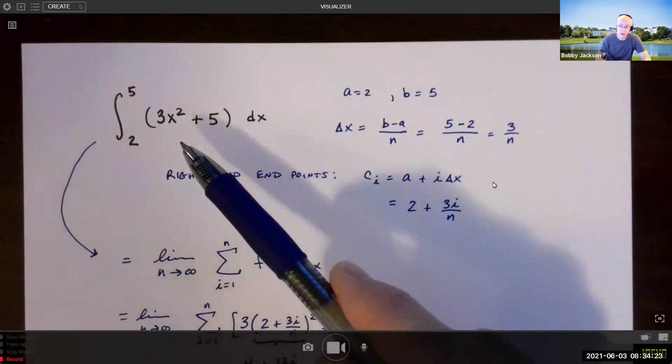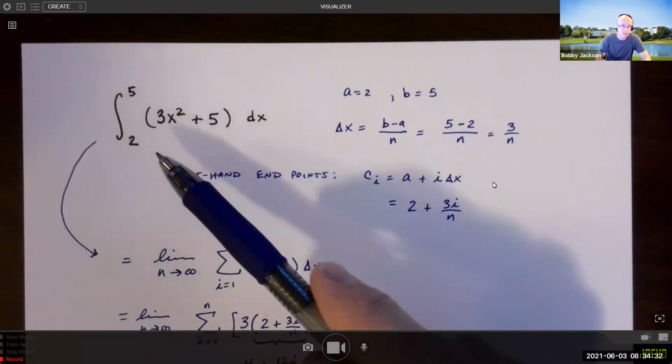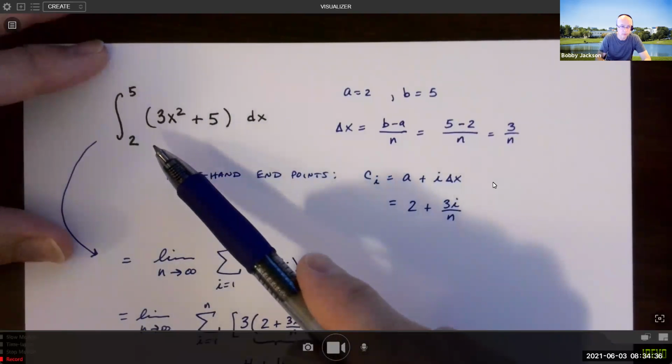N equally spaced rectangles over the interval from 2 to 5. And that's the R sub n, basically. And then we're going to push the limit as n goes to infinity. That's all the limit definition really is doing for this definite integral.